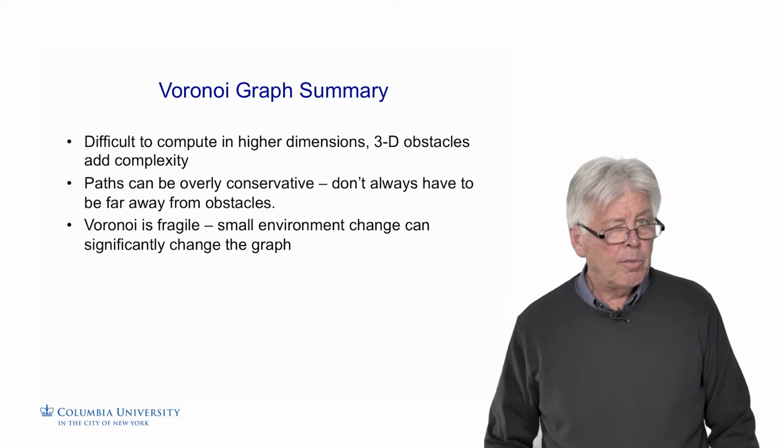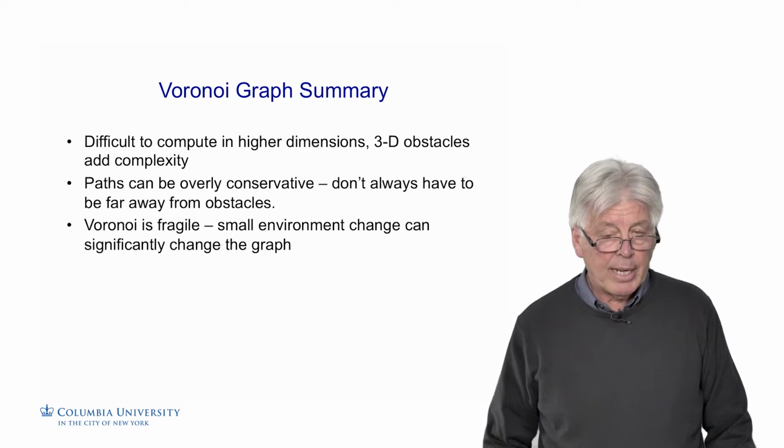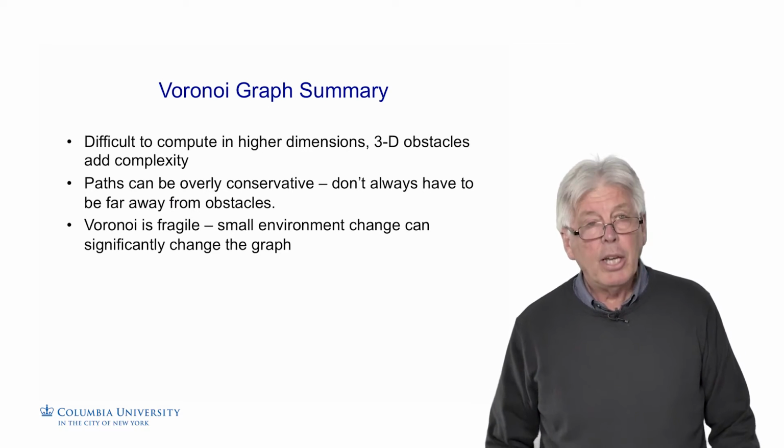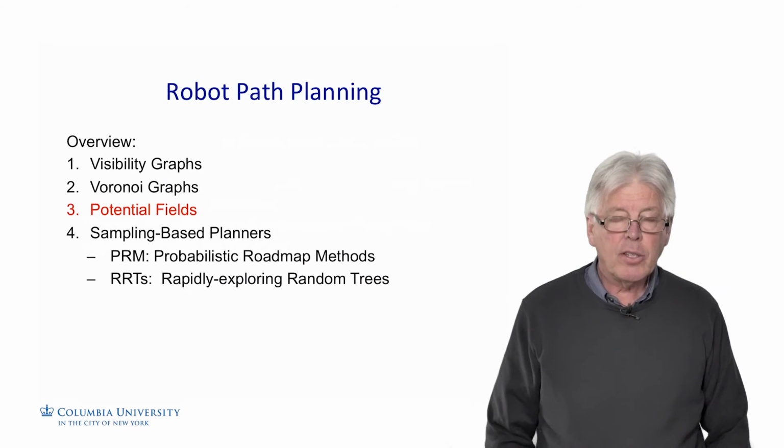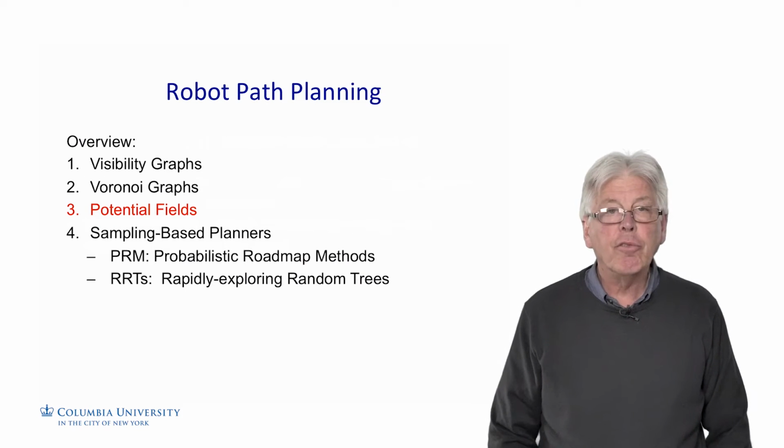So if you take a small environmental change, like you added a few new sites and a few obstacles, you can significantly change the graph. So dynamic changes are difficult to put into this graph. The next path planner we want to talk about is a potential field path planner.